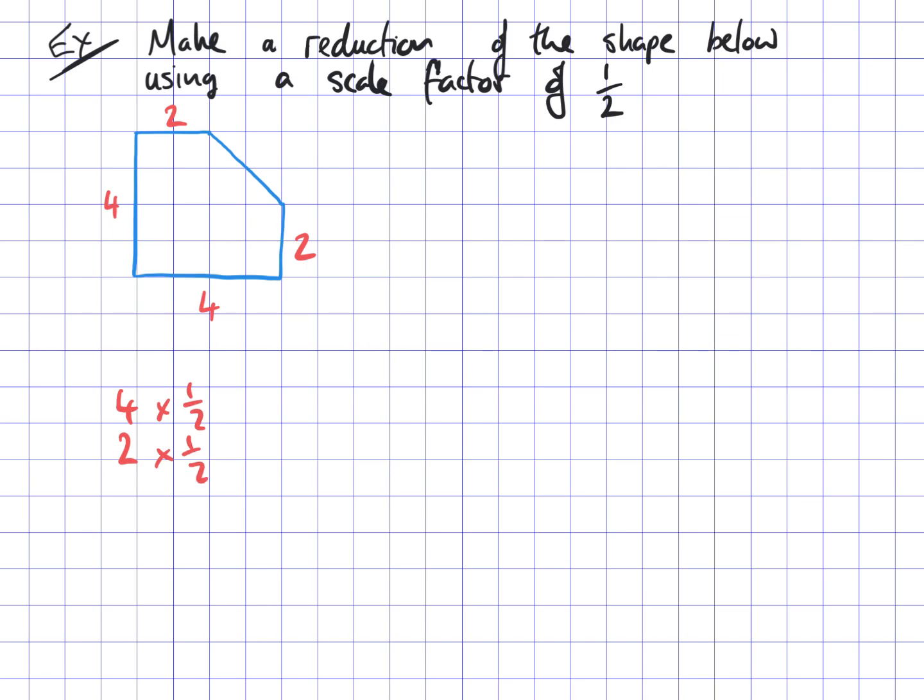Now, what I said at the start was if you multiply something by a half, it's the same as finding half of that thing. So 4 times a half is just half of 4. Half of 4 is 2. And then the same, 2 times a half is just half of 2, which is 1.